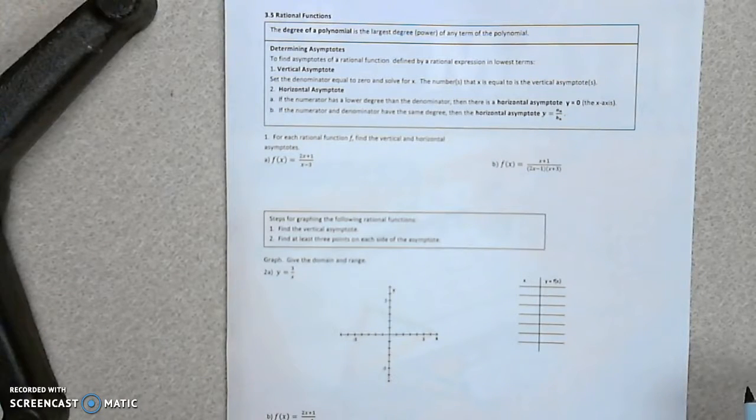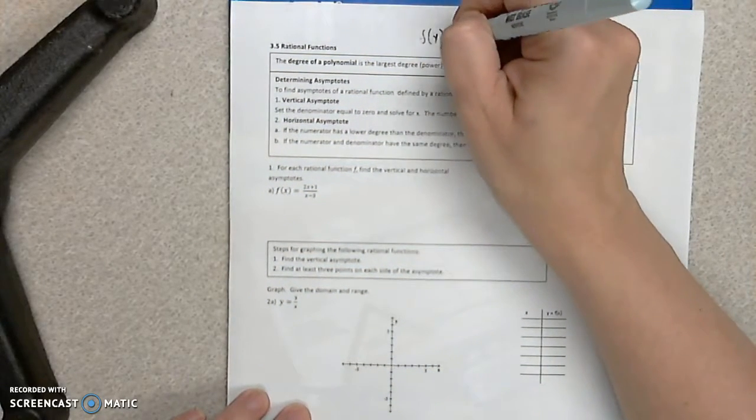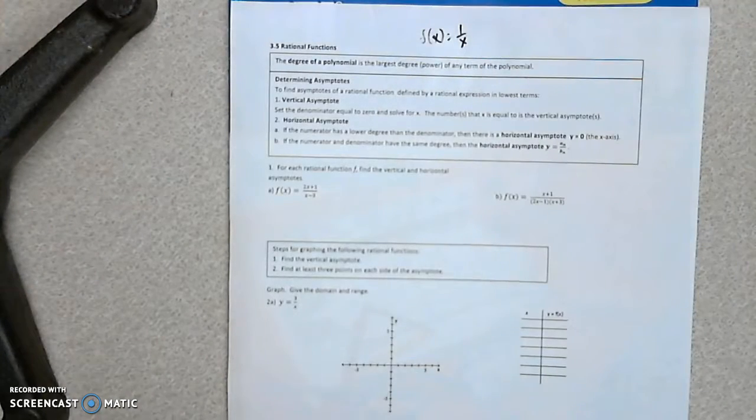This video will cover Chapter 3, Section 5. This is on rational functions. So if you look at your list of parent functions, you should see the rational function 1 over x. 1 over x is the parent function. You should look at the shape of it because we're talking about rational functions. Everything we graph on here should have that similar shape.